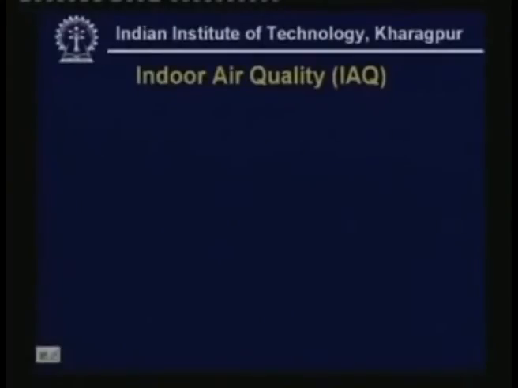Now let us look at one very important aspect of air conditioning, what is known as indoor air quality. We will see in later lectures that the energy consumption of an air conditioning system depends upon how much fresh air or how much ventilation you are providing. So in the olden days, to reduce the energy consumption, people used to reduce the amount of fresh air. That means they used to recirculate the same air again and again so as to reduce the energy consumption.